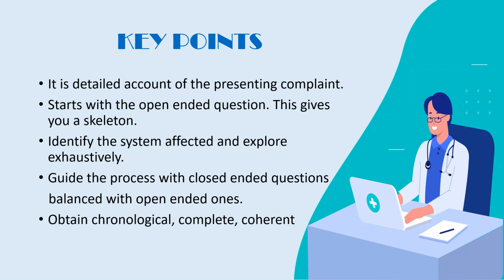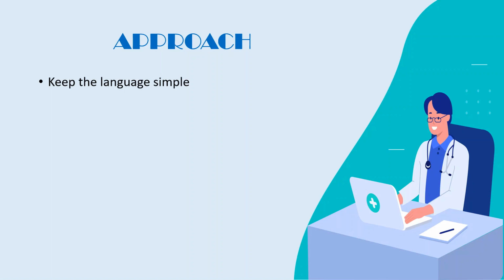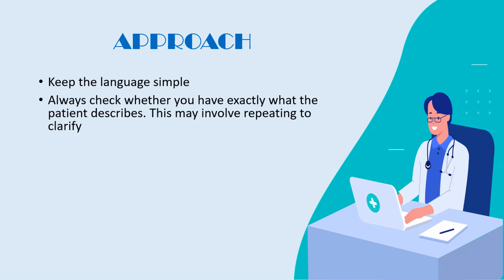As you obtain information from the patient, aim at obtaining it in a chronological order, make it as complete as possible, make it coherent, and where applicable, obtain logical information. How do we approach this step of history taking? First and foremost, it's important to keep the language simple so that you can communicate effectively with the patient and understand each other. Second, it's always important to check whether you have understood exactly what the patient is trying to communicate, for it is bad practice to draw conclusions based on assumptions or by filling the gaps left by the patient. This might involve you making the patient repeat what they just said in order to clarify.